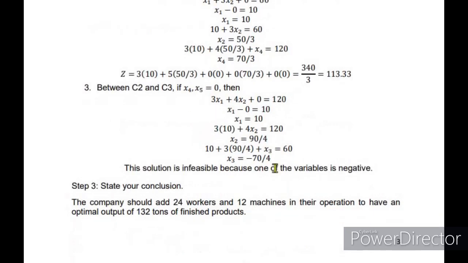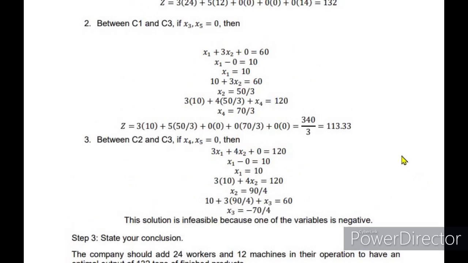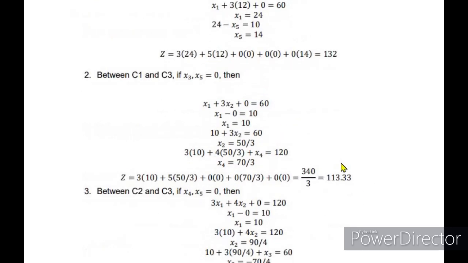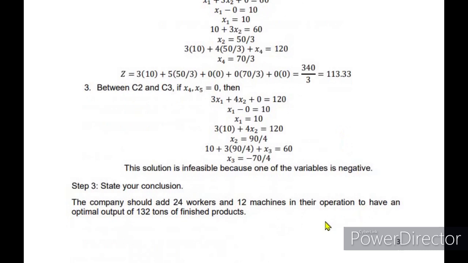Then you can state your conclusion. The company should add 24 workers and 12 machines. So why do we choose 24 workers and 12 machines? Because we are maximizing the problem. We get the highest optimal z with 132, and it corresponds to these variables: x sub 2 is 12, x sub 1 is 24, x sub 5 is 14. That's why we get them.